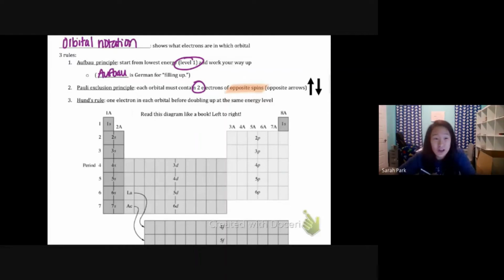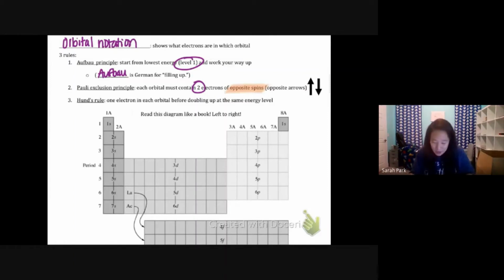The third rule is called Hund's rule, and Hund's rule says you have to have 1 electron in each orbital before you double up in the same energy level. Basically what this means is that when you have electrons in the same house, and you have multiple bedrooms, you want to put an electron in each bedroom before you double up. Would you rather have your own room or would you want to share with your brother and sister? You'd rather have your own room. So you got to put an electron in each room before you double up, okay?